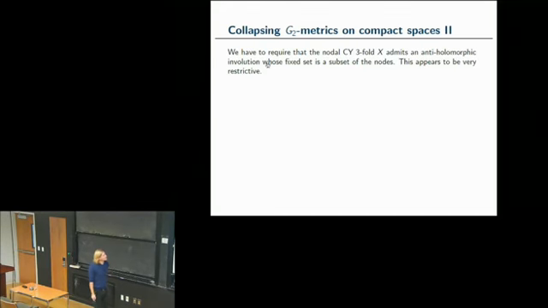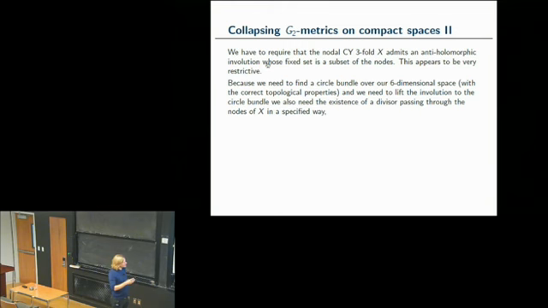It's still, but so we're not there yet either, in that first of all, we need to find suitable nodal Calabi-Yau. So we want something where the anti-holomorphic involution actually has a fixed set that's a subset of the nodes. That's a quite restrictive condition, right, which I have asked Dave if he had any general thoughts about, but not so far, not the case.